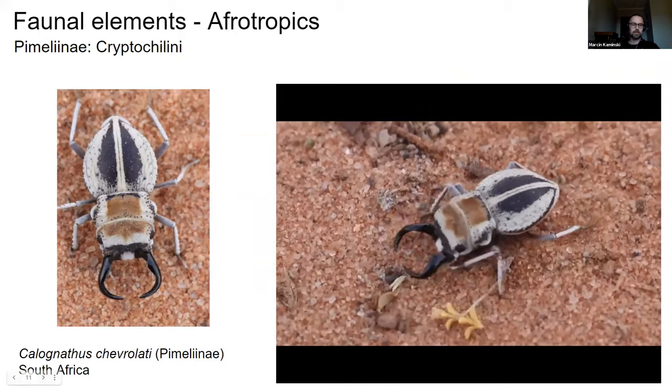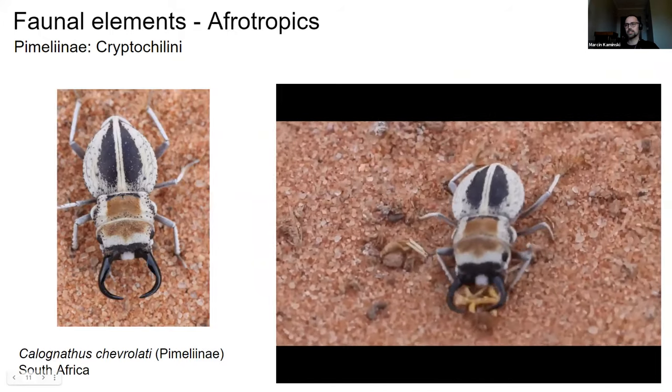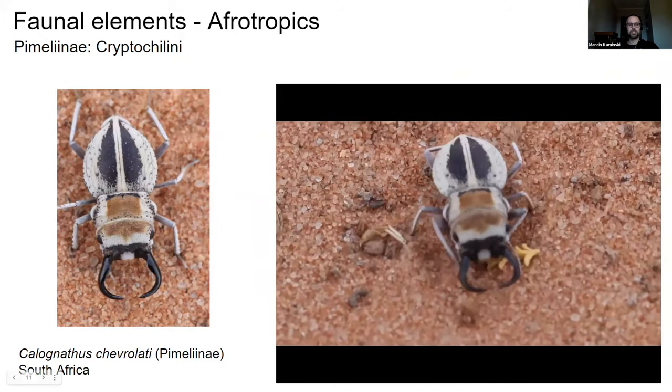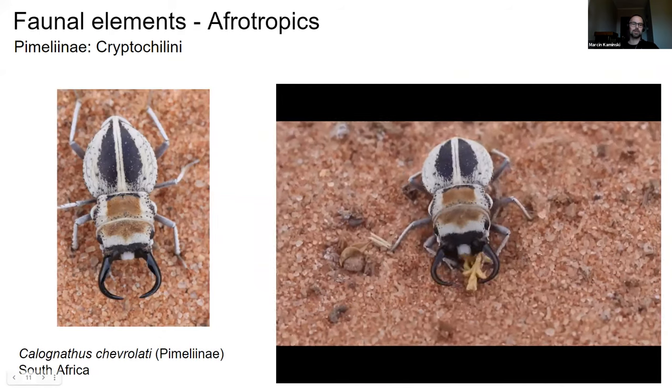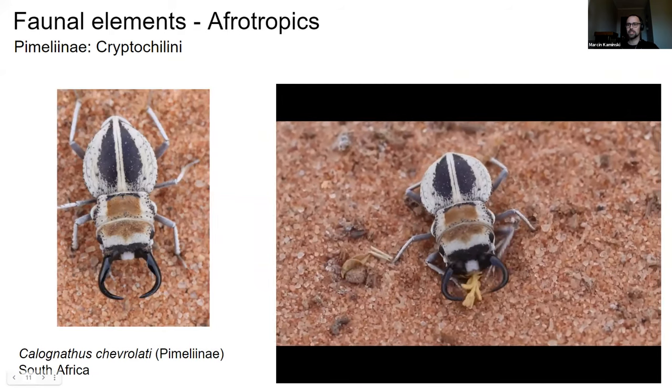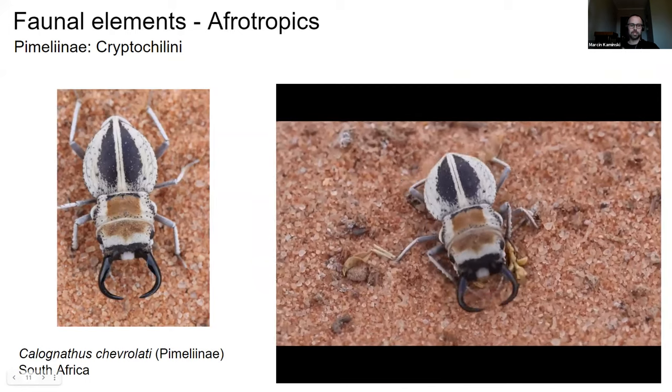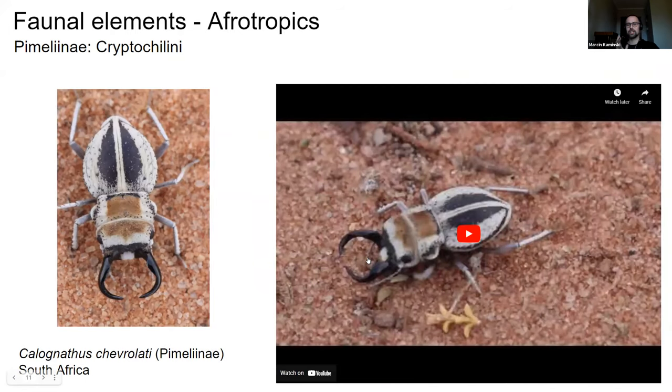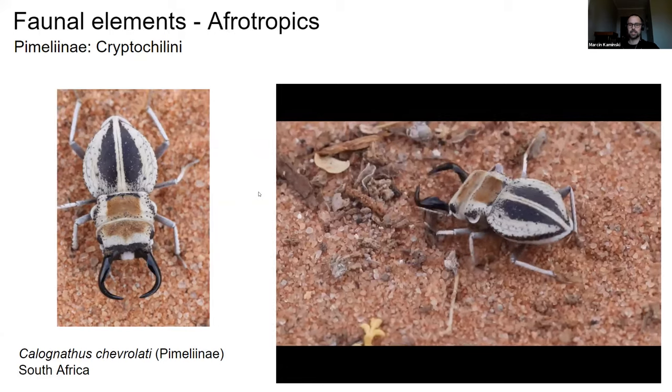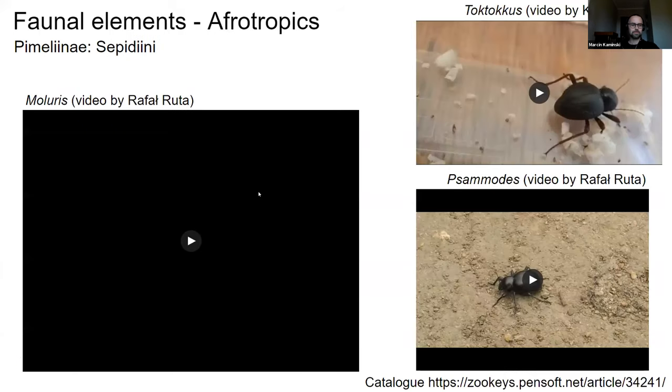What is pretty interesting about this creature is the fact that it is closely related to the genus Pimelia, an iconic darkling beetle genus from the Palearctic region. Paloma will be talking about that group in a few minutes. Nevertheless, Calognatus is endemic to southern Africa. So this is a very good species there.